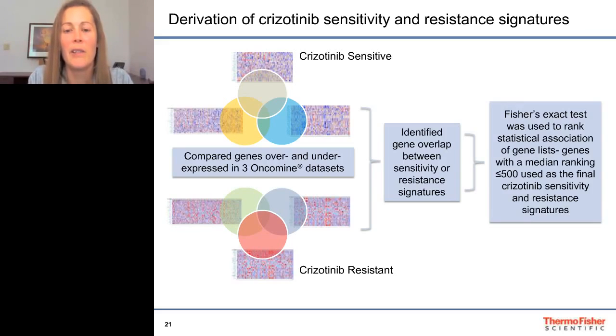I then identified the gene overlap between the sensitivity or resistance signatures among the 3 data sets. And then I used Fisher's exact test to rank the statistical association of the gene lists. And then I used genes with a median ranking of less than or equal to 500 as the final crizotinib sensitivity and resistance signatures.